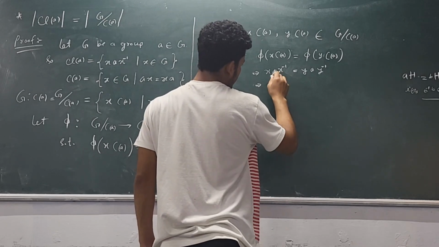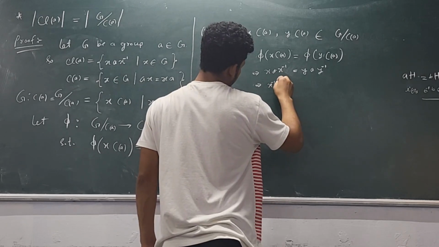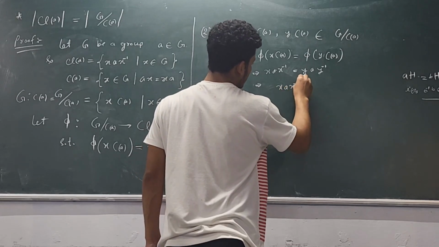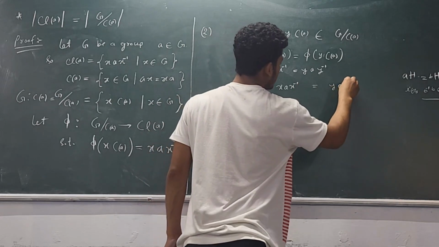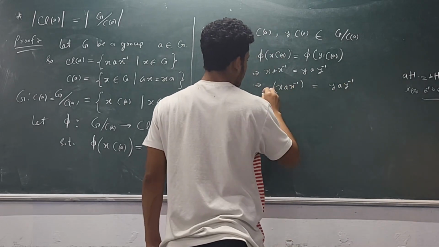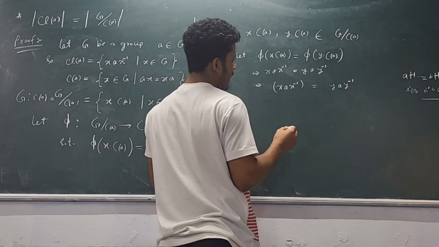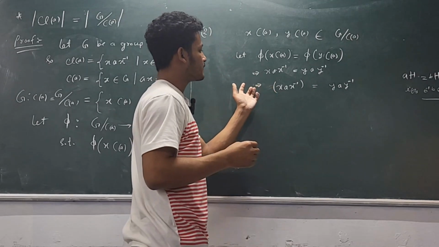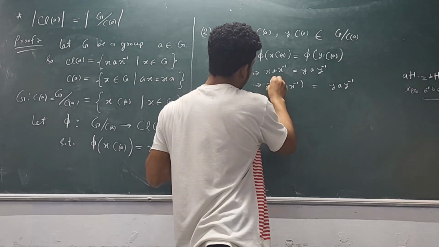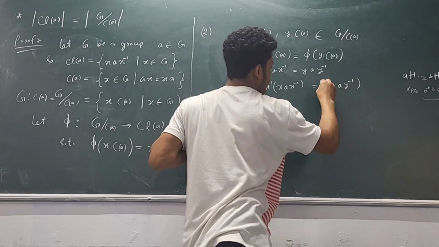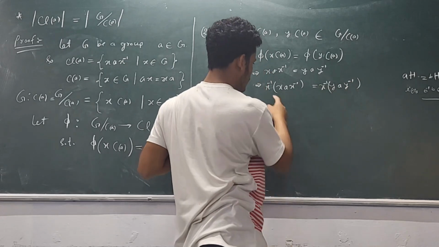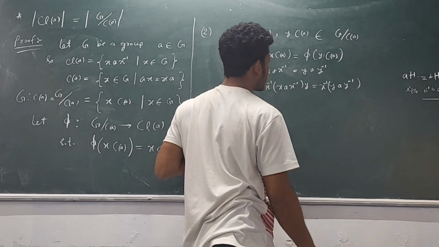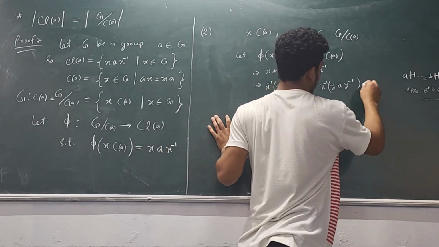Multiply x by x inverse, it will be x inverse x. Here it is x a x inverse, and here it is y a y inverse. Multiply here by, we need x inverse y. Multiply here by x inverse. So let's multiply by x inverse, then x inverse will be cancelled. Here multiply by y, and here multiply by y.